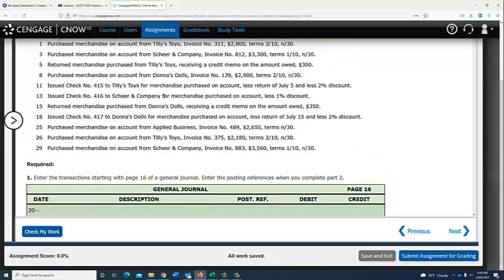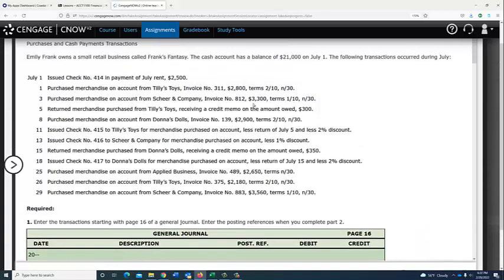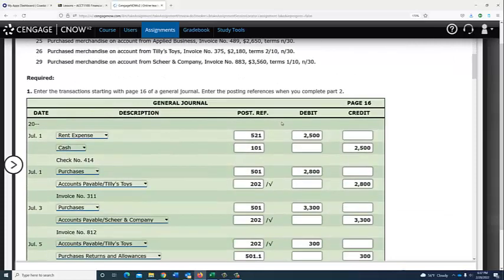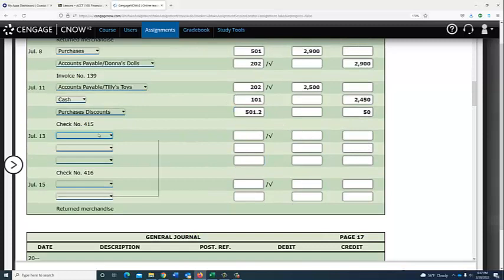Okay, let's do the entry on the 13th. Issued check to Sharon Company for merchandise purchased on account less 1% discount. So here's Shear. We made the purchase on the 3rd. 10 days would be the 13th. So we made the payment on the 13th, so we are eligible for the discount. The original amount was $3,300, so I believe 1% of that's $33. So let's enter that journal entry.